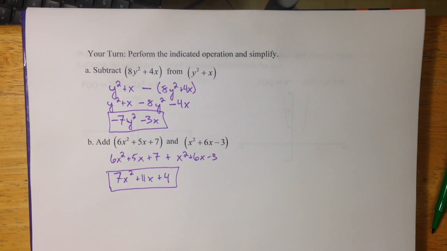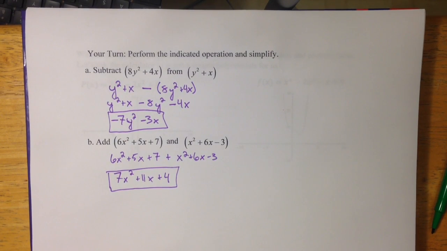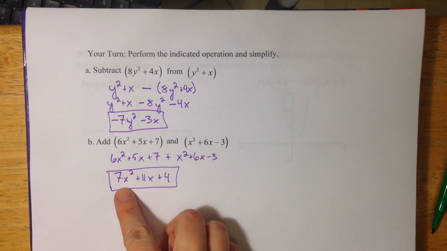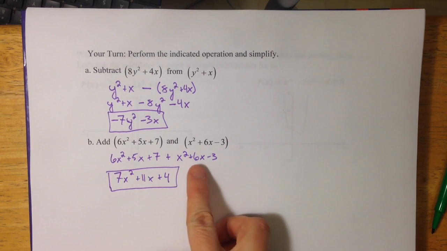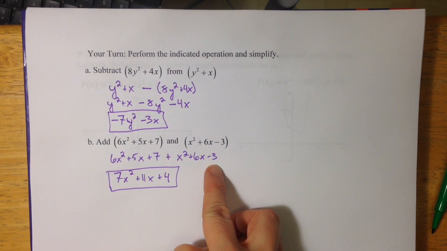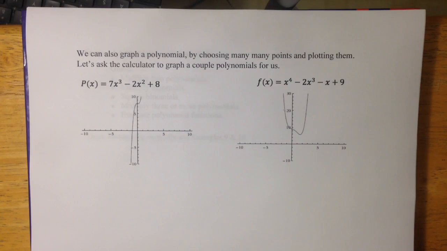The second problem was adding two polynomials together. So we have our first polynomial and our second polynomial. We start looking for like terms. Here I have 6x squared plus another x squared, which gives me 7 total. 5x plus 6x is a total of 11x, and 7 minus 3, or plus negative 3, will be 4.